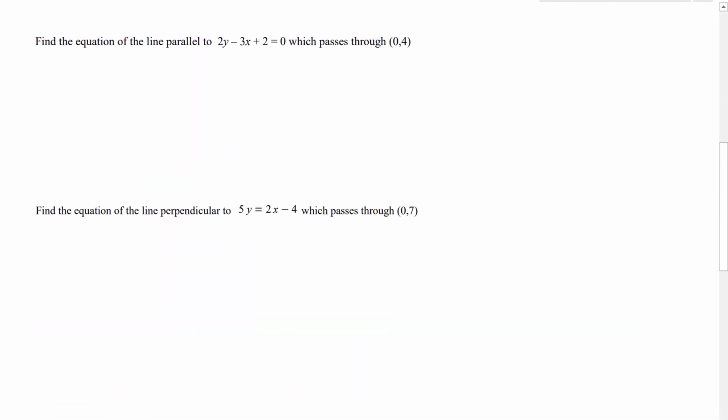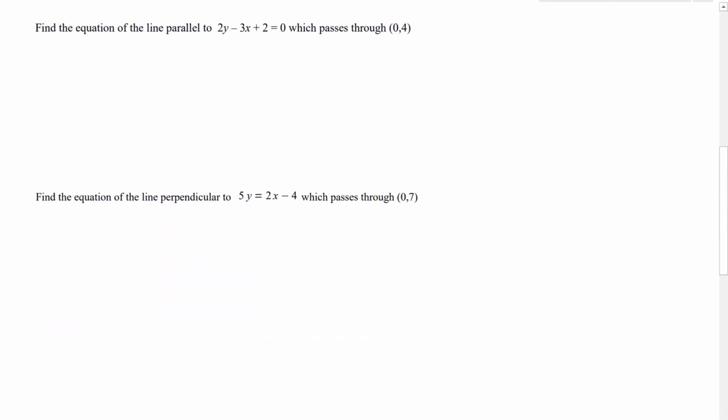Okay, so now they're asking you to find the equation of the line that's parallel to 2y minus 3x plus 2 equals 0, and it passes through this point. So now they're specifying what they want the y-intercept to be. The first thing we have to do is rearrange this equation so we can actually find out what the gradient is. And so we want to rearrange it to be in the form y equals mx plus c.